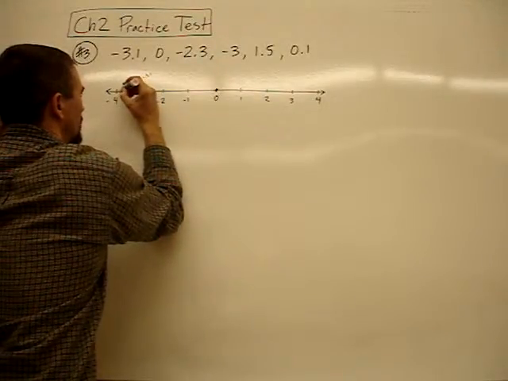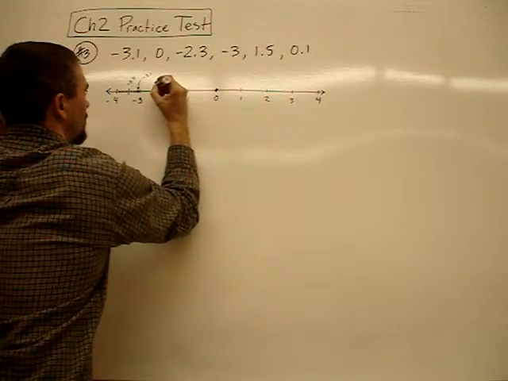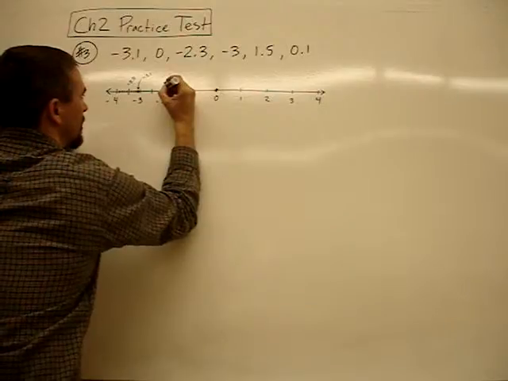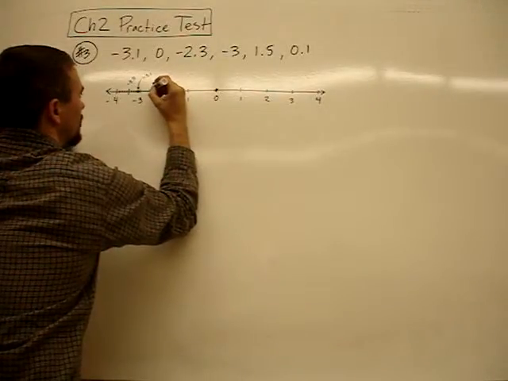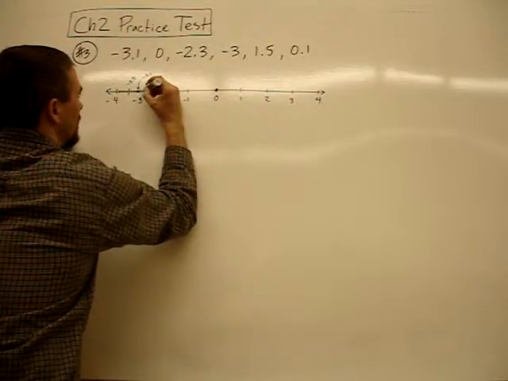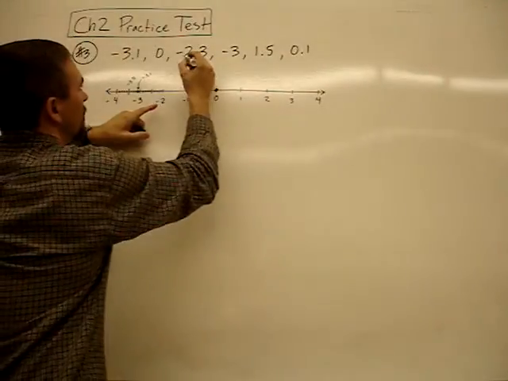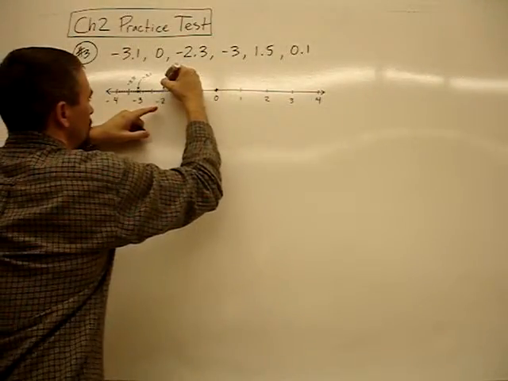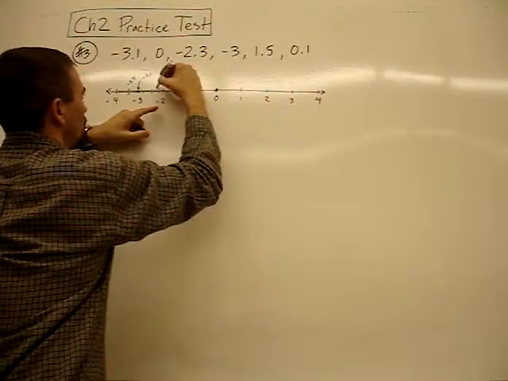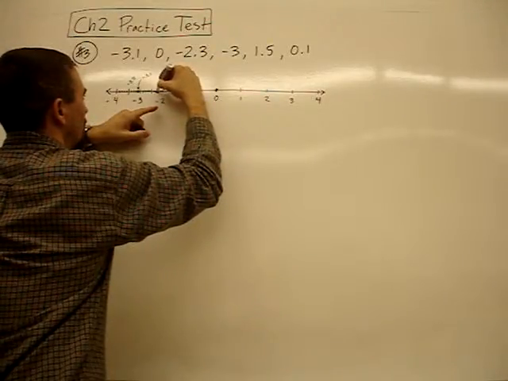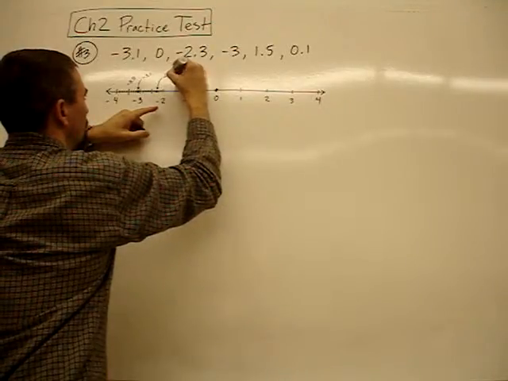1, 2, 3, 4, 5. Let's start with the half. That'll be negative 2.5. We need 1, 2, 3, 4, 5, 6, 7, 8, 9, and 10. So negative 2.3 would be negative 2.0, negative 2.1, negative 2.2, negative 2.3. So right there would be negative 2.3.